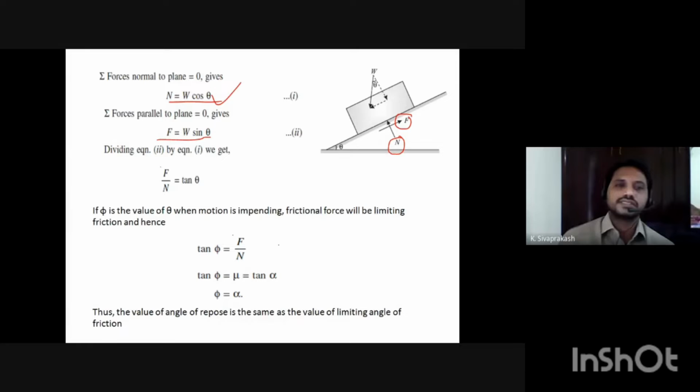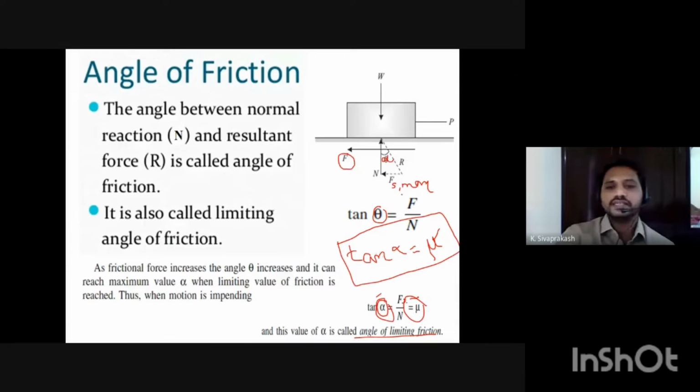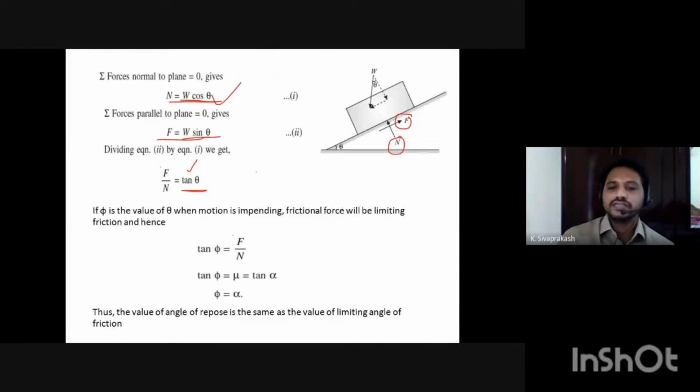After writing these equations, you divide the first equation by the second equation: W sin theta divided by W cos theta. W cancels, and sin theta by cos theta gives tan theta, and that is F by N. Okay, F by N equal to tan theta. So the same relation you will get in the angle of repose. Now F by N, you can write as mu equal to F by N. Now keep this aside.